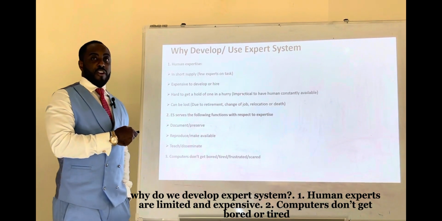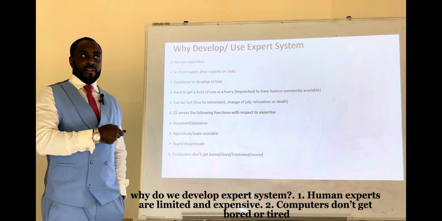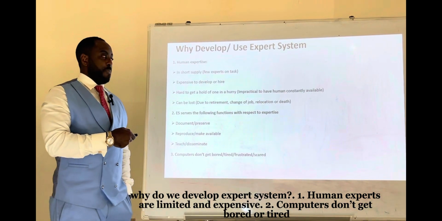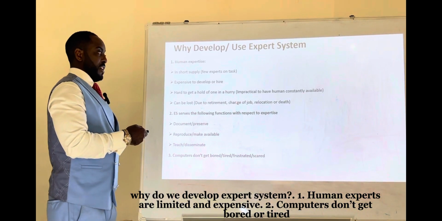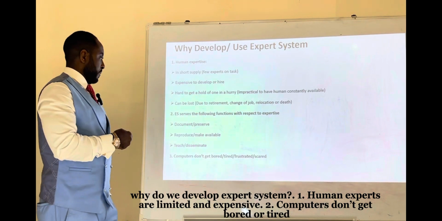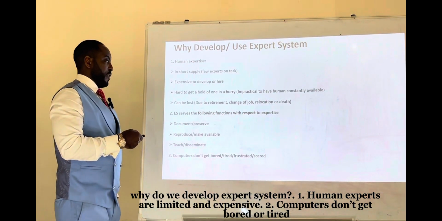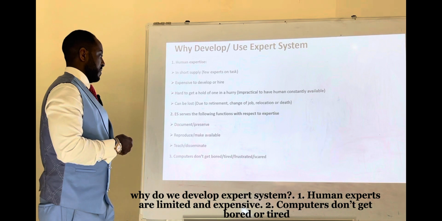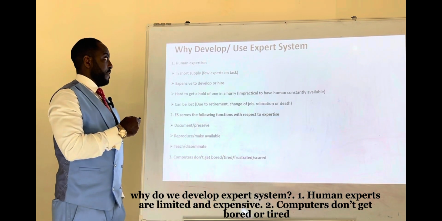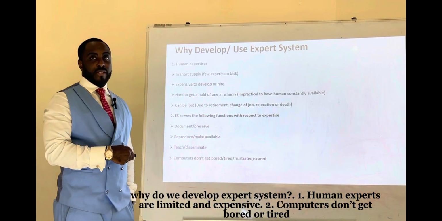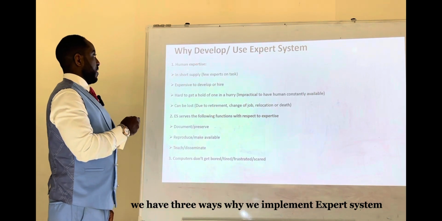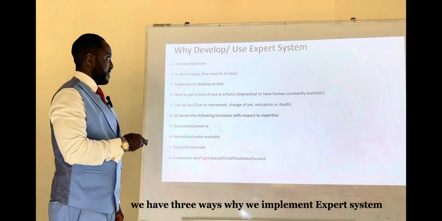Okay, let's assume you want to know if you have malaria or if you are pregnant or this and that. You can just look at an expert system that has been developed to predict what might be wrong with you. Expertise can be lost due to retirement, change of job, relocation, or death. Expert systems serve the following functions with respect to expertise: document, reproduce, teach. And of course, another reason why we develop expert system is that computers don't get tired, they don't get bored. Okay, so I have these ways why we implement expert system.